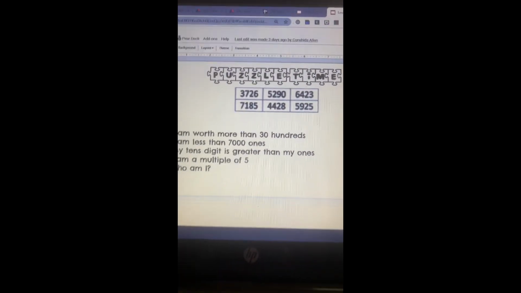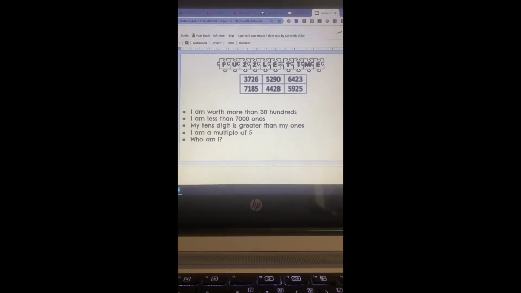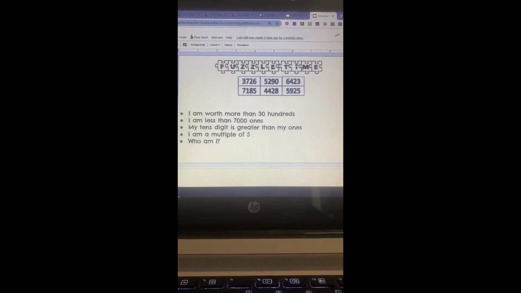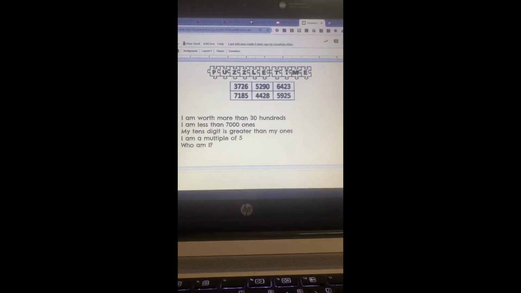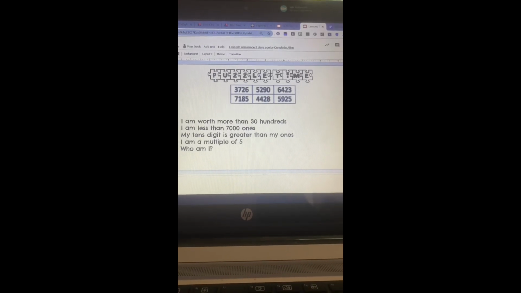All right, guys, I'm going to leave this problem here. If you would like, this is a puzzle. This is a challenge. I would love it if you would try it out, if you wanted to pause the video and see if you can figure out which of these numbers is the correct answer.